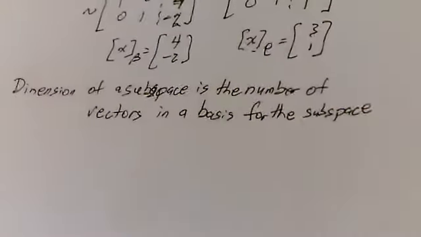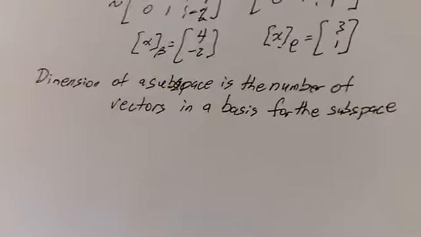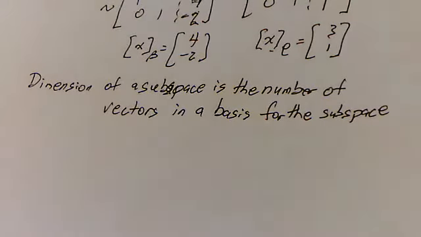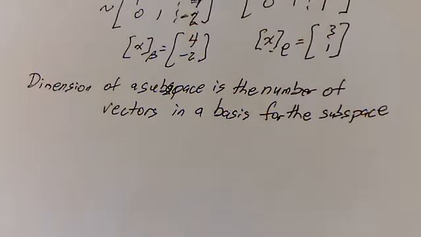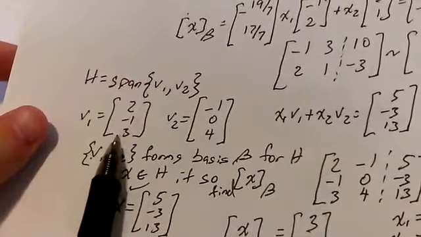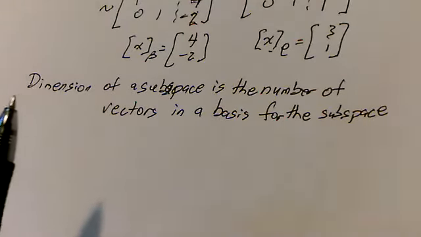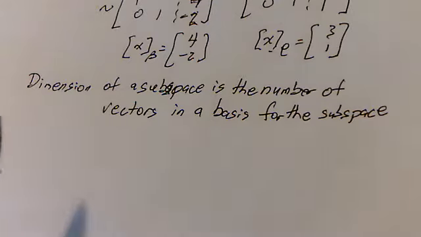Okay, the dimension of a subspace is the number of vectors in a basis for the subspace. So if it's R2, 2 vectors in the basis, dimension is 2. Think about the one we did with the R3 vectors, right? I had these two, V1 and V2 here. They're independent, so I have 2 vectors in that basis. They form a subspace with dimension 2. So it's purely the number of vectors in the basis.